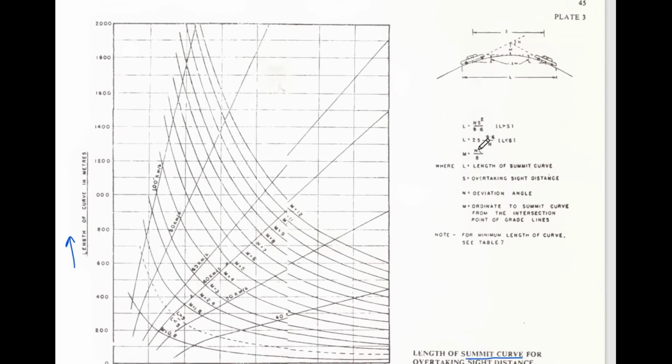Here also everything will be the same, just the value of S while designing will be the overtaking sight distance. In plate 2 it will be intermediate, and in plate 1 it will be the safe stopping sight distance. That is the only difference between all three plates. According to different types of sight distances, we will be using different types of plate.